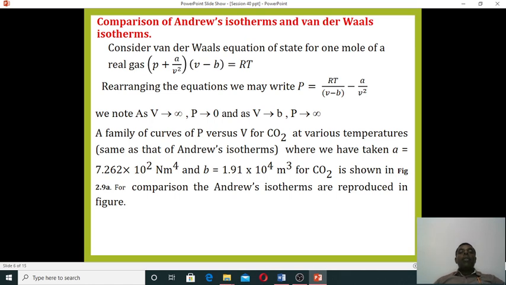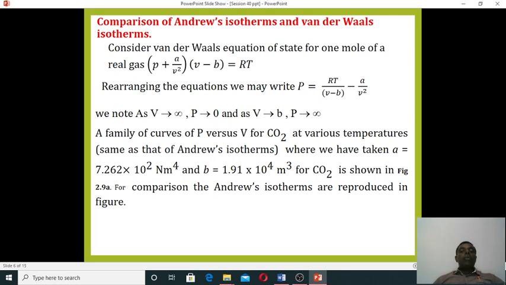We know that the van der Waals equation of state for real gases is (P + a/V²)(V − b) = RT. If I rearrange this equation, we get P = RT/(V − b) − a/V². We know that as V tends to infinity, P becomes 0, and as V becomes b, P is infinity.